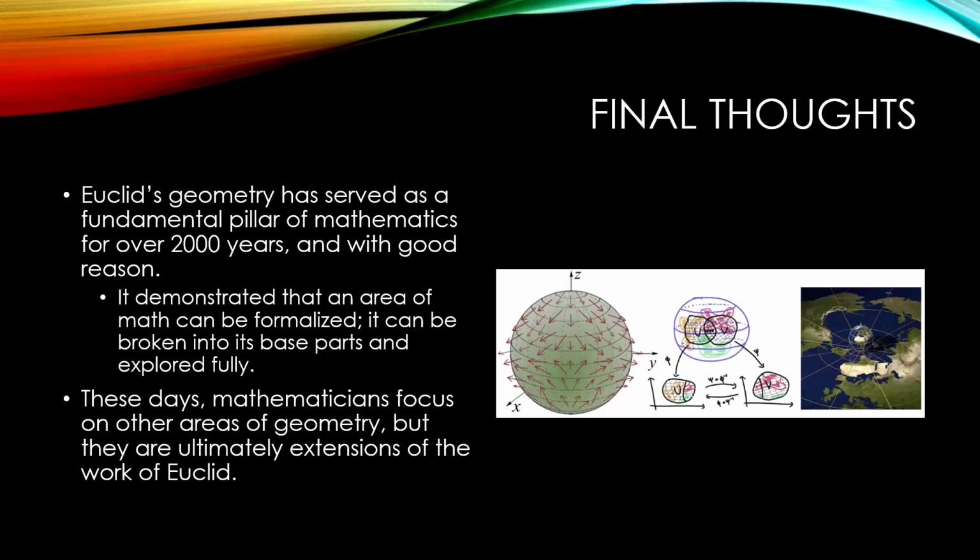Final thoughts? Well, Euclid's geometry has served as a fundamental pillar of mathematics for over 2,000 years. And with good reason. It demonstrated that an area of math can be formalized. It can be broken into its base parts and explored fully. That's what Euclid did. He figured out what geometry actually is at its basest level. And then he was able to explore the entirety of the field based on those fundamental principles. These days, mathematicians focus on other areas of geometry, but they're ultimately just extensions of the work that Euclid did. And so we'll soon be exploring some of those other branches of geometry, but it all goes back to Euclid, trying to understand how those axioms developed the entirety of geometry.